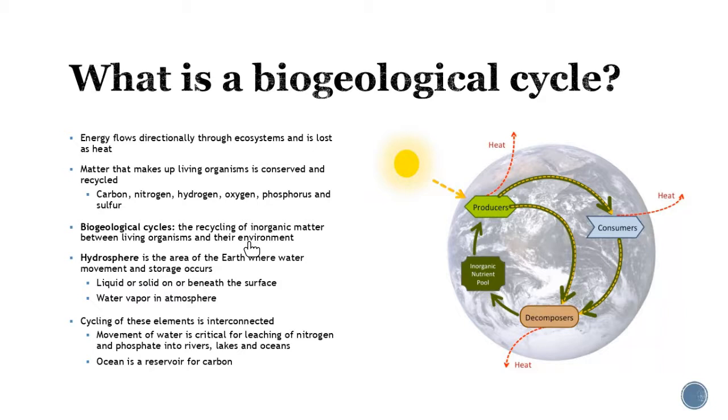Now, one term that is thrown out here, and it's on the next slide too, is the hydrosphere. So this is the area of the earth where water movement and storage occurs. So it's going to be kind of right on the outside part right here. Now, water can be in both liquid and solid form on or beneath the surface of the earth, and it's most primarily stored as water vapor in the atmosphere. Now, one thing you should appreciate is all these elements are interconnected, and you're going to see water is going to be crucial for all these because it is essential for moving these elements between the air and the land.